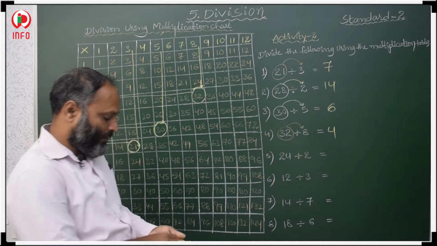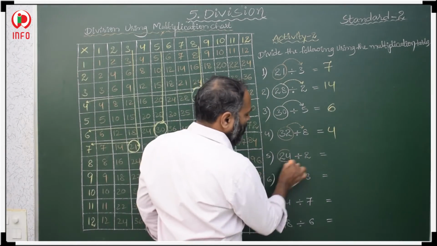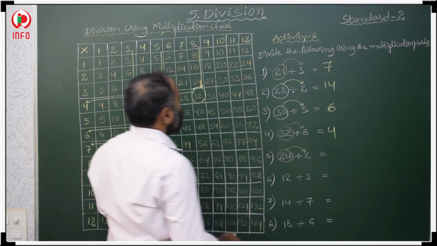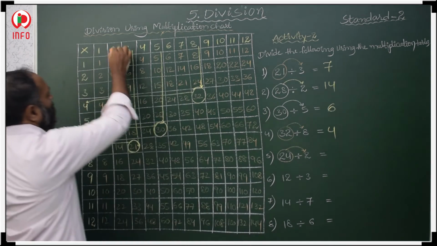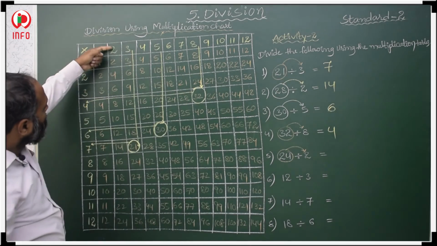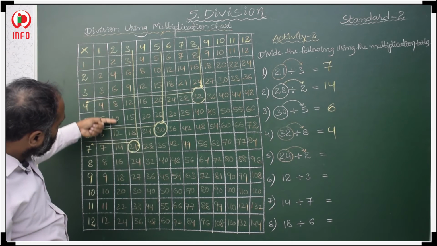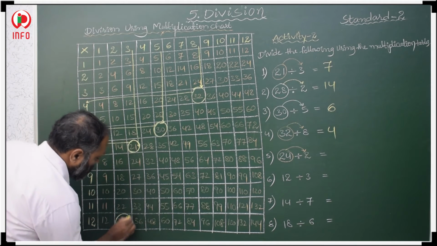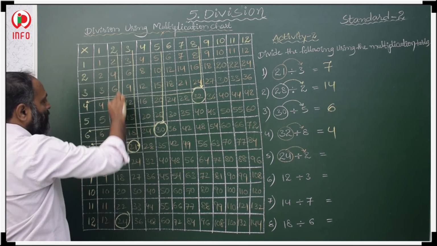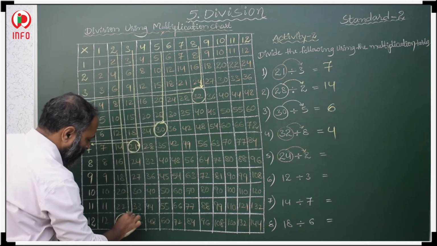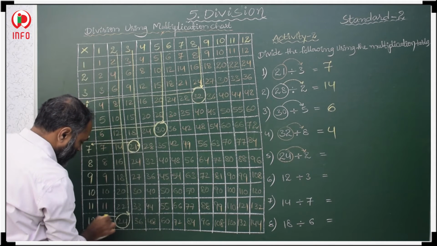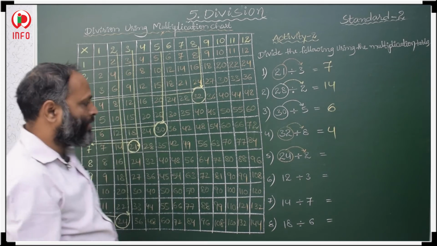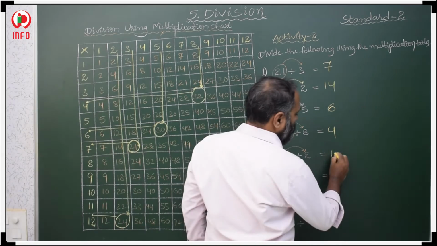Now again, 24 in the 2 table. Where is the 2 table? Here we have the 2 table. In the 2 table we have to see 24. Where is 24? Here we have 24. Now horizontally you have to see where it is, 12. So here 12.